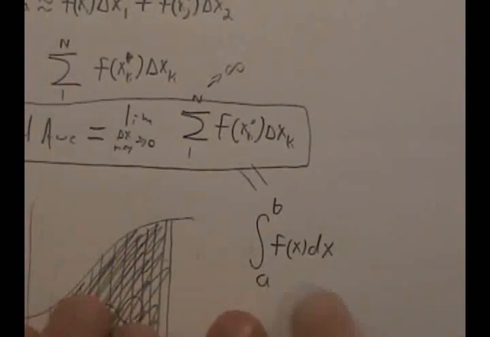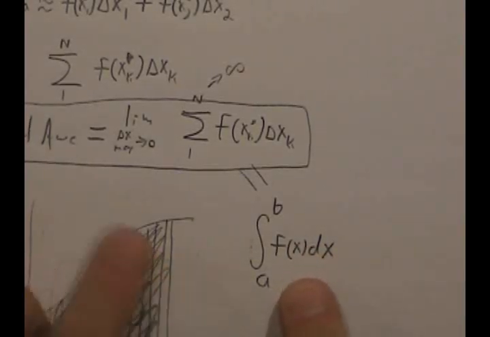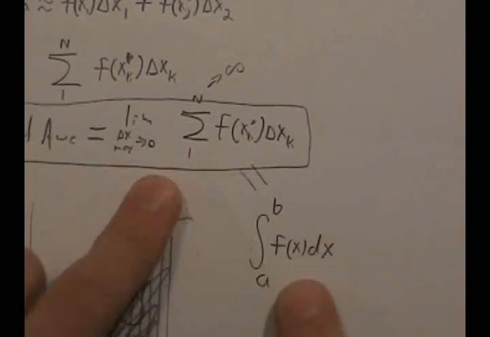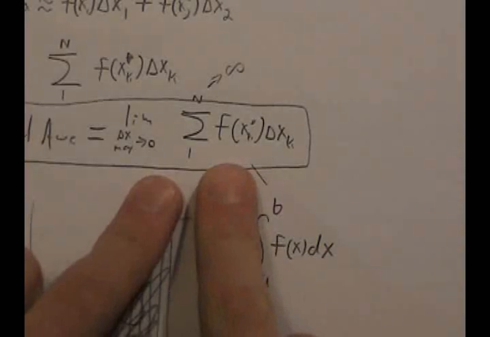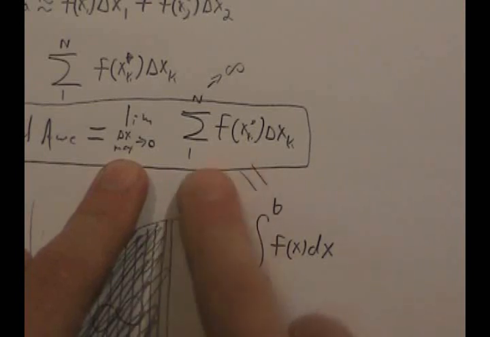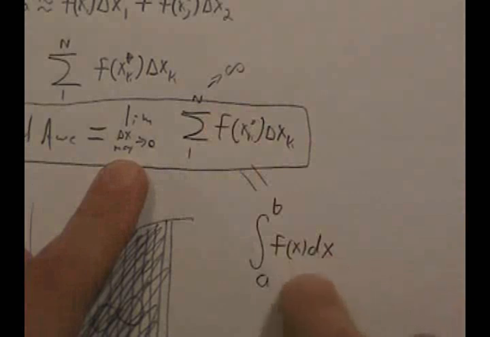This symbol is what you would get, or the definition of this notation is this limit. This signifies a limit. Anything that looks like this, if you could take the limit as delta x max approaches 0, thereby using infinitely many rectangles and filling the entire space, such an expression would mean that's what this means.